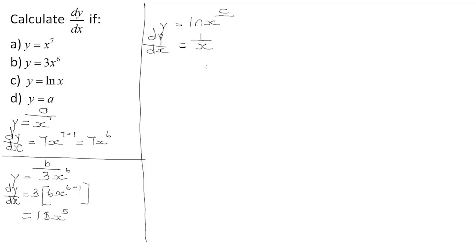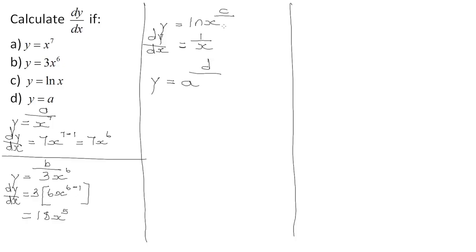Let's look at number D. Hey, D, y is equal to a. If you're looking at, let's just go back to a. Y is expressed as a function of x. B, y is also expressed as a function of x. C, y is also expressed as a function of x.